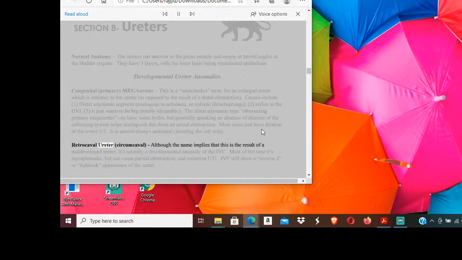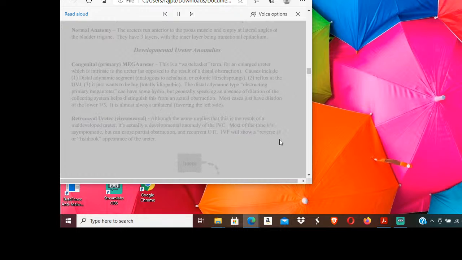Retrocaval ureter, circumcaval ureter. Although the name implies that this is the result of a maldeveloped ureter, it's actually a developmental anomaly of the IVC. Most of the time it's asymptomatic, but can cause partial obstruction and recurrent UTI. IVP will show a reverse J or fishhook appearance of the ureter.